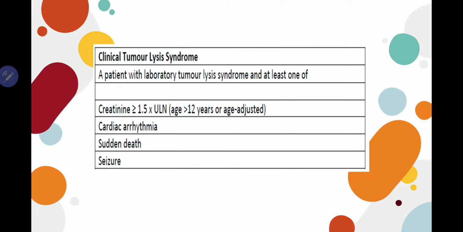To say a patient has clinical tumor lysis syndrome, at least one feature should be present. Creatinine should be more than or equal to 1.5 times the upper limit of the given value. Or there should be any cardiac arrhythmia, sudden death or seizures. If any one of the following features is present, we can say the patient is having clinical tumor lysis syndrome.